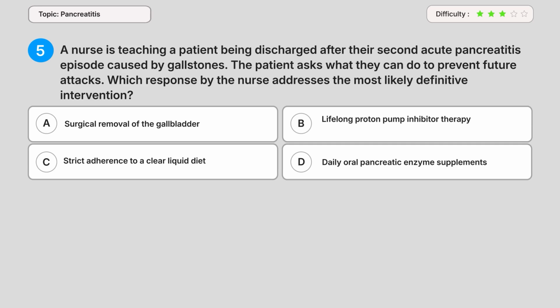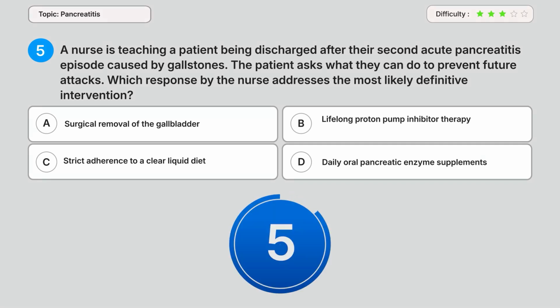A. Surgical removal of the gallbladder. B. Lifelong proton pump inhibitor therapy. C. Strict adherence to a clear liquid diet. D. Daily oral pancreatic enzyme supplements. Can you guess the answer?